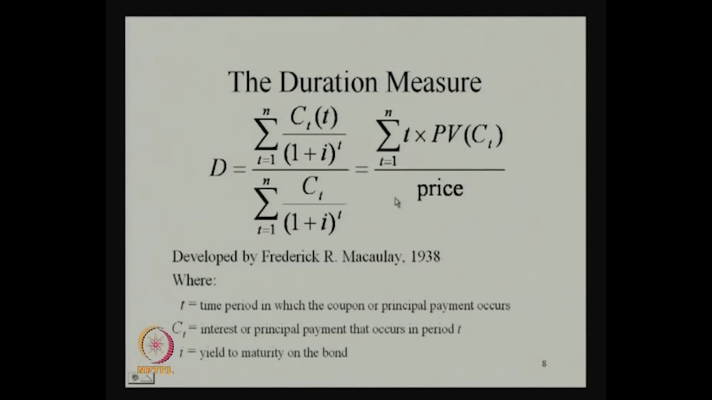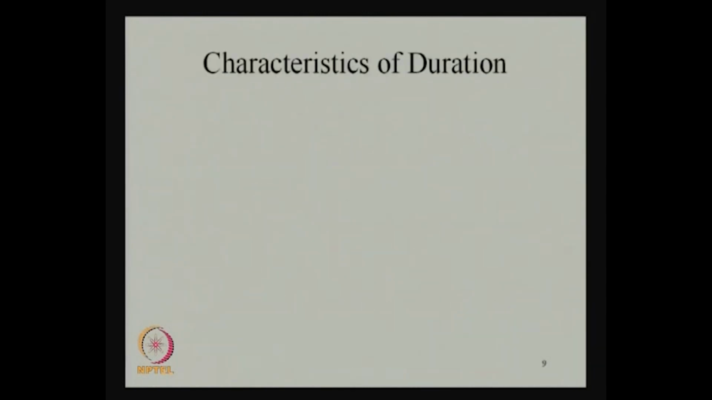Here the period T is equal to the time period in which the coupon or principal payment occurs, CT represents the interest or principal payment that occurs in period T, and I is the yield to maturity on this particular bond.